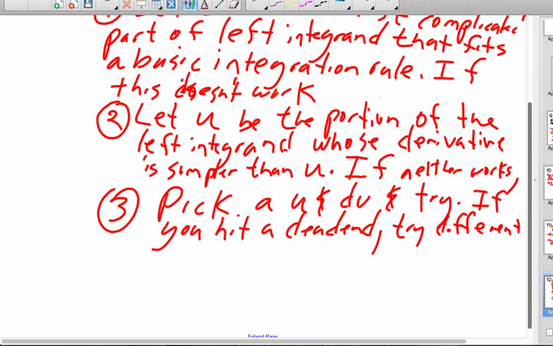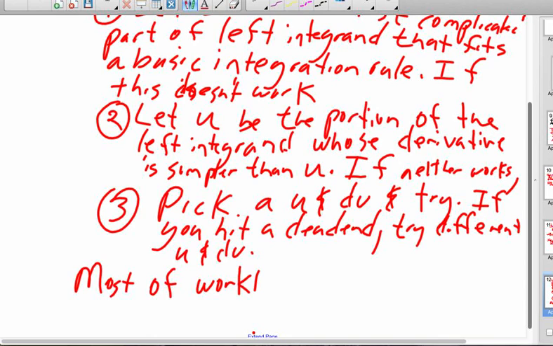U and dv. And again, most of the work is in picking u and dv. Choose those wisely and you do well. Choose those badly, you're going to end up with a lot of problems.